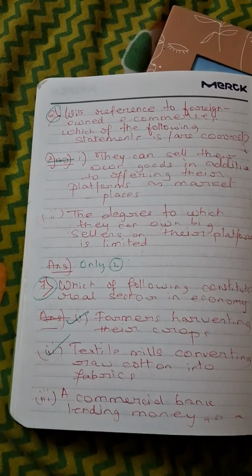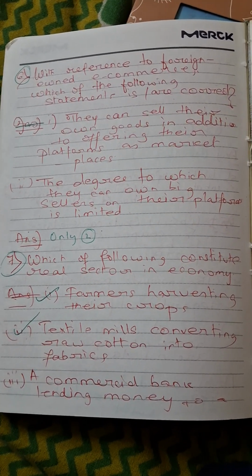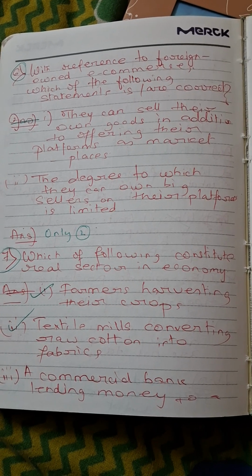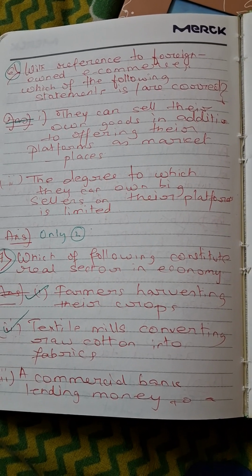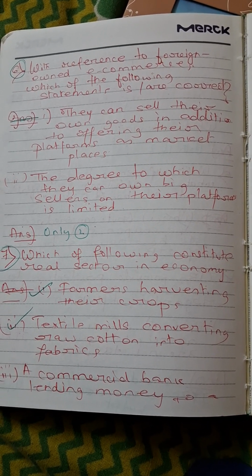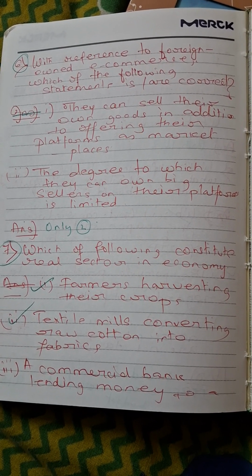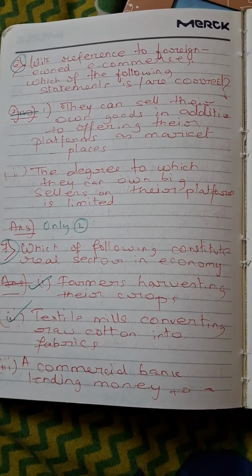With reference to foreign-owned e-commerce, which of the following statements is correct? They can sell their own goods in addition to offering their platforms as marketplaces. The degree to which they can own big sellers on their platform is limited. Only the second option is correct. That is, the degree to which they can own big sellers on their platform is limited.